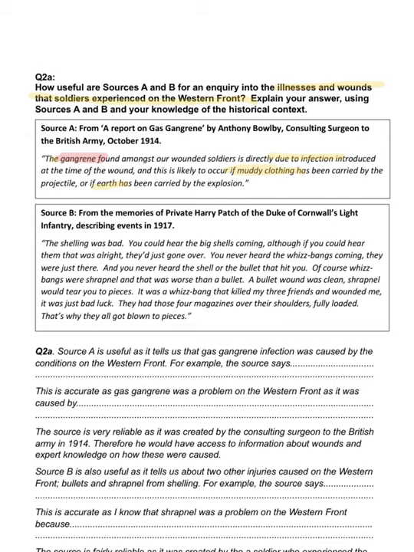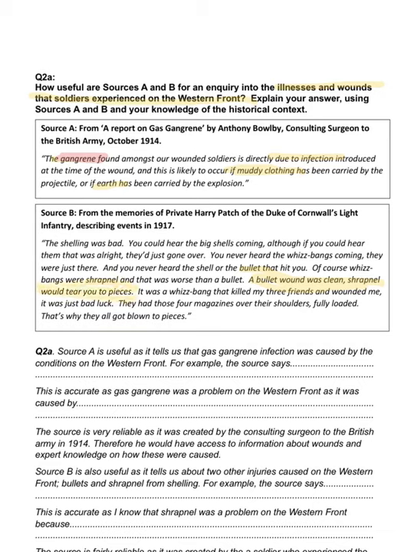"The shelling was bad. You could hear the big shells coming, although if you could hear them, that was all right. They'd just gone over. You never heard the whiz bangs coming. They were just there. And you never heard the shell or the bullet that hit you." Right, so we have bullet there. Of course, whiz bangs were shrapnel, and that was worse than a bullet. "A bullet wound was clean. Shrapnel would tear you to pieces."